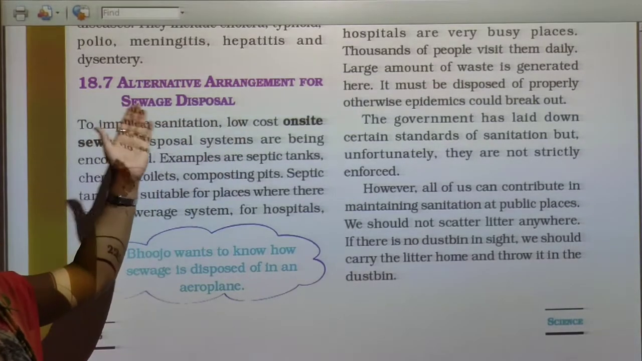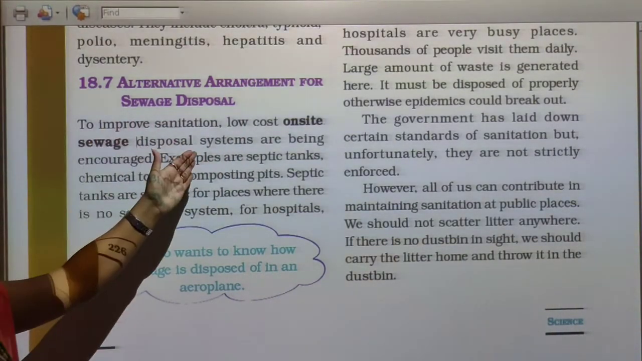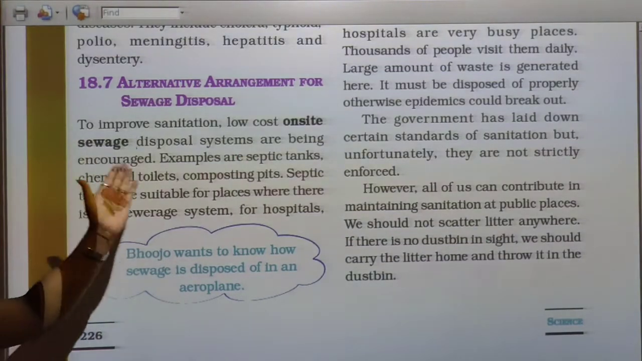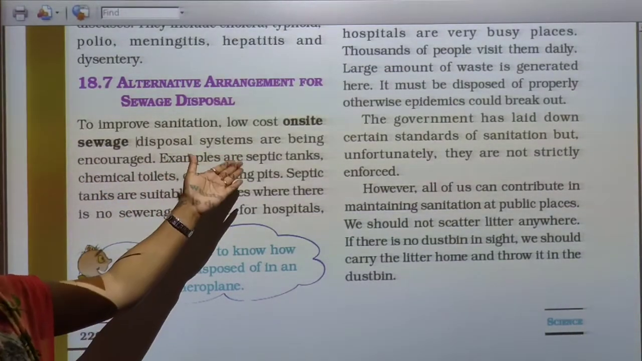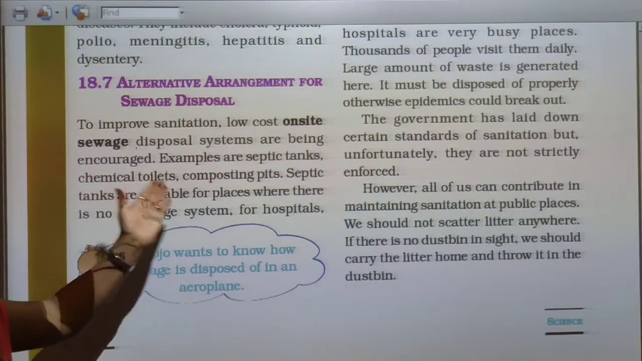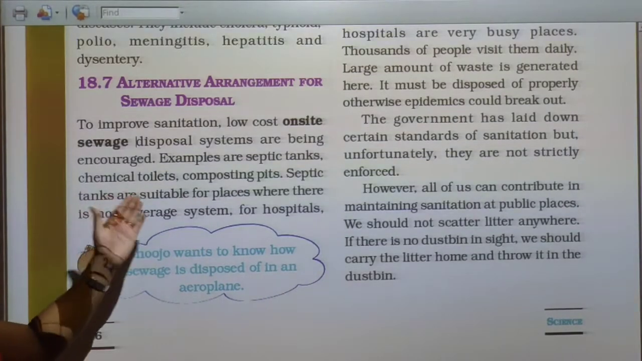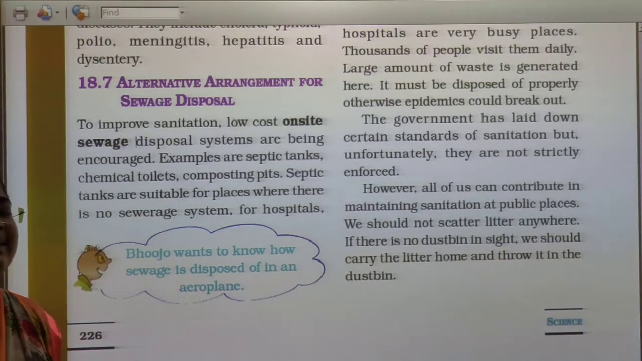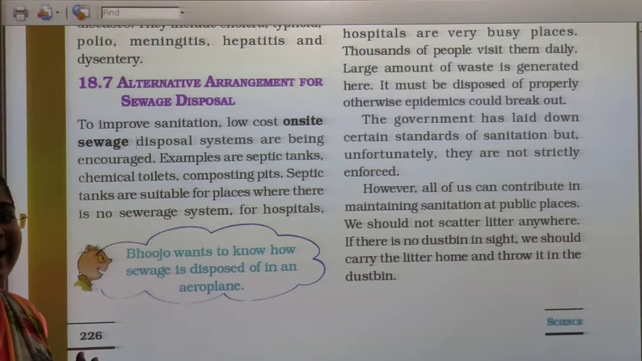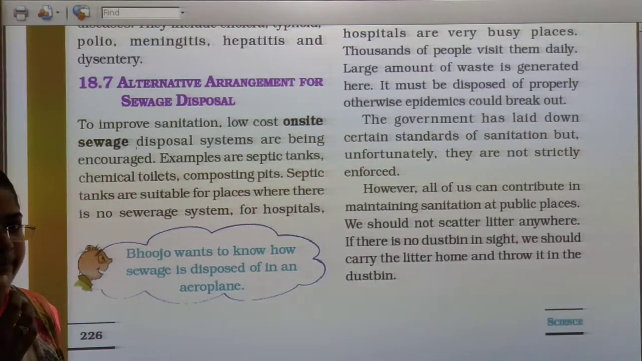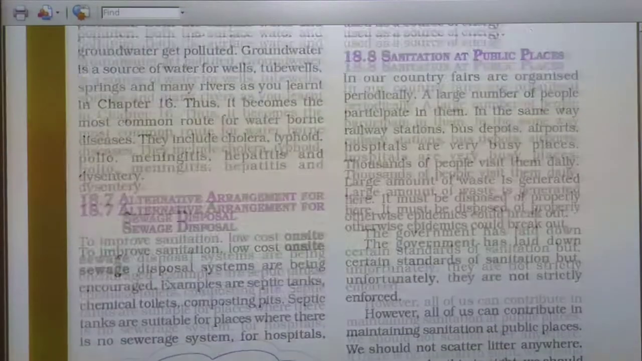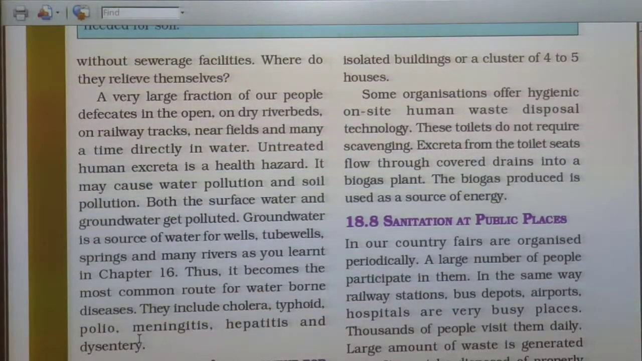alternative arrangements for sewage disposal. To improve sanitation, low cost on-site sewage disposal systems are being encouraged. Examples are septic tanks, chemical toilets, composting pits. Septic tanks are suitable for places where there is no sewage system. So students, these types of pits and tanks are useful in a place where there is no arrangement, for hospitals, isolated buildings or a cluster of 4 to 5 houses.